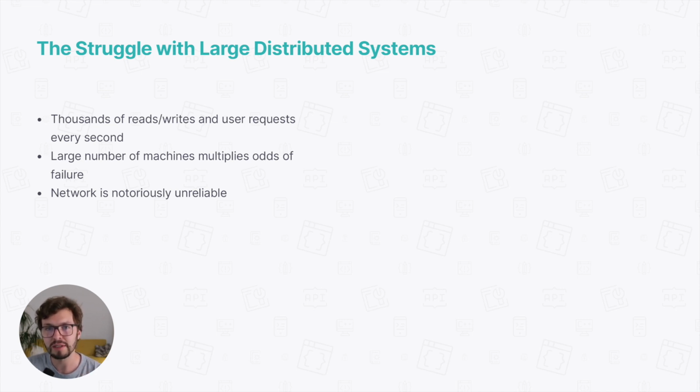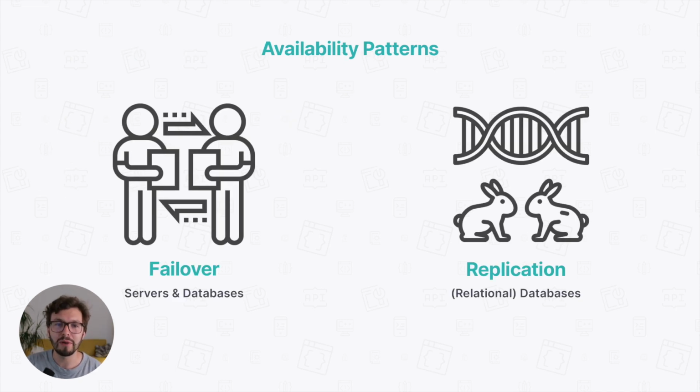It's notoriously unreliable. So what are the design patterns you can actually apply to get your system to, let's say, a 5-9 degree of availability? Let's go into the two design patterns I want to show you today. They're almost no-brainers. They're widely used to increase availability. So let's get into them. On the left-hand side, we're going to talk about failover, which is very interesting for a broad range of components within a system. On the right-hand side, we're also going to talk about replication, which is mostly interesting for relational databases.